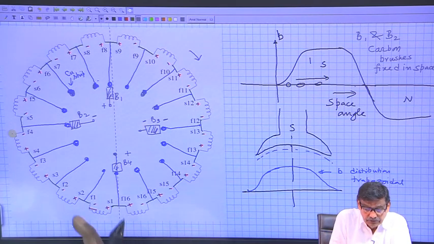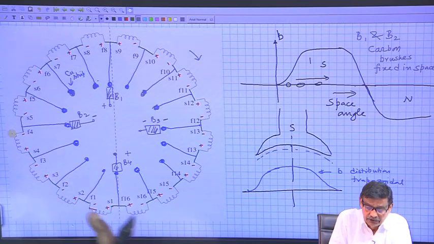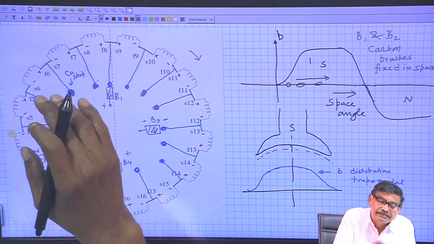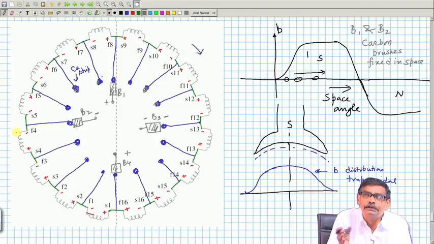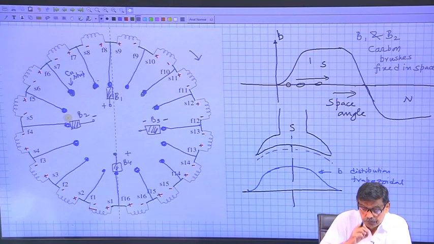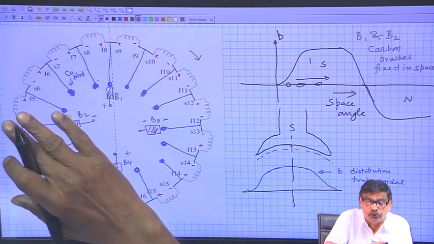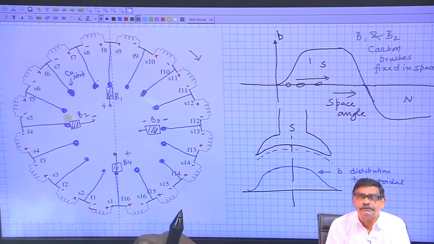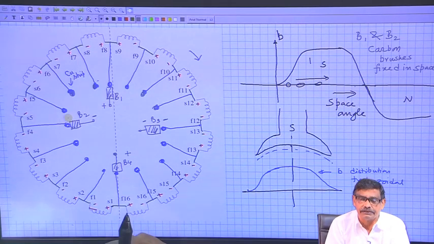If S 1, S 2, S 3, S 4 are under the influence of the north pole when I take a snapshot at that time, then S 5, S 6, S 7, S 8 should be under the influence of south pole, and their return or finish coil sites F 5, F 6, F 7, F 8 should be under the influence of north pole, and that way I decide the instantaneous polarity of the induced voltage, how in space it is distributed, because each coil has got 2 terminals.